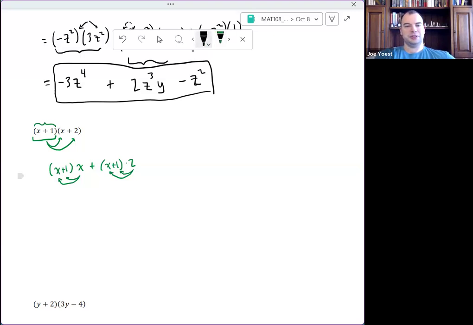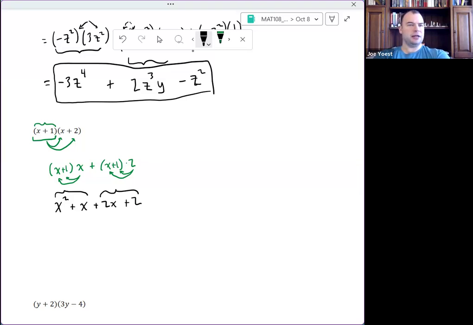But here x distributes into x plus 1 as x times x, or x squared, plus 1 times x, or x. So this came from that first term. And then plus x times 2, or 2x, plus 1 times 2 is plus 2. These came from that second term up above.